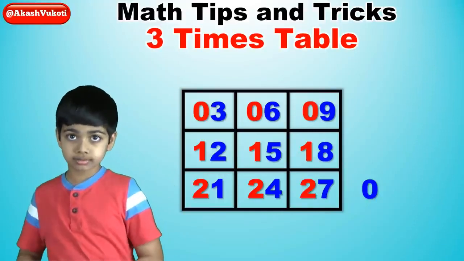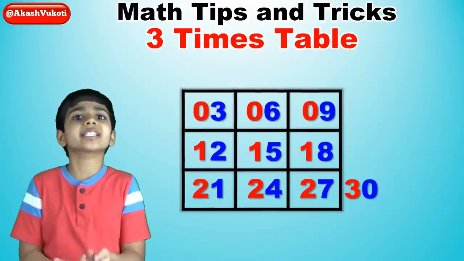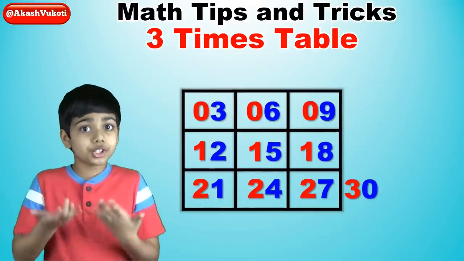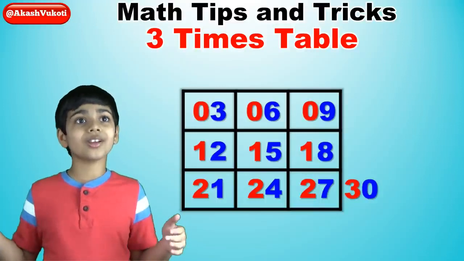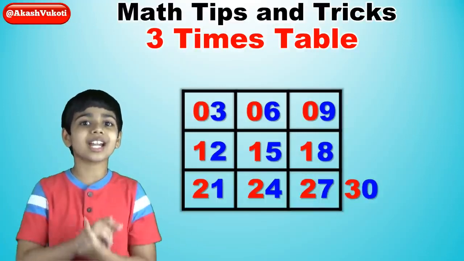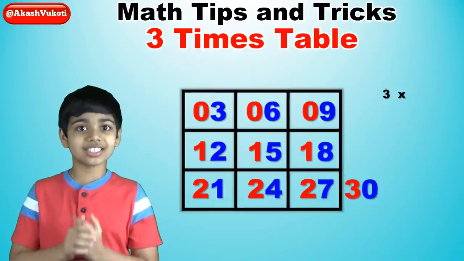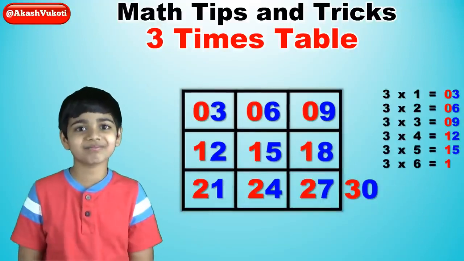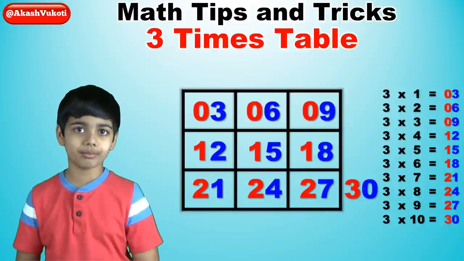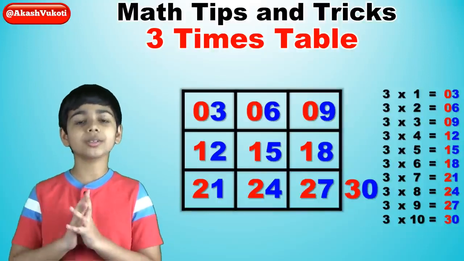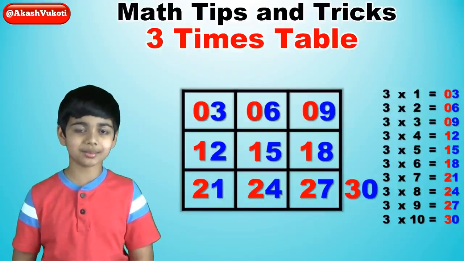2, 2, 2. And then we write a 3 next to the 0 to get 30, which you may know is 3 times 10. And now you have the 3 times table. Take a look. This is a really awesome trick, I'd say. So now you know the trick to learn the 3 times table. You can use it to start memorizing the 3 times table.